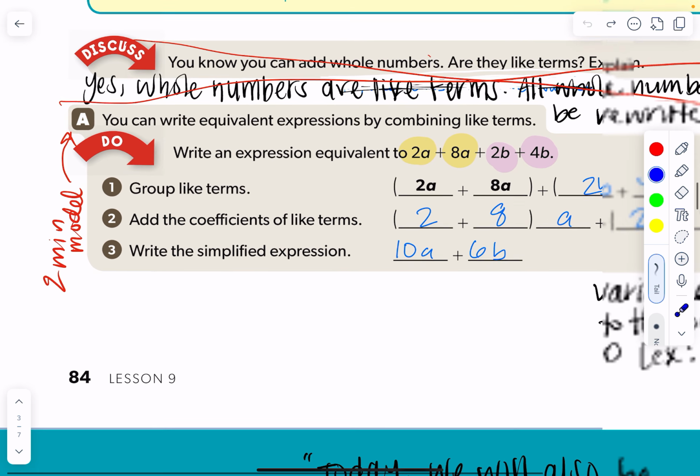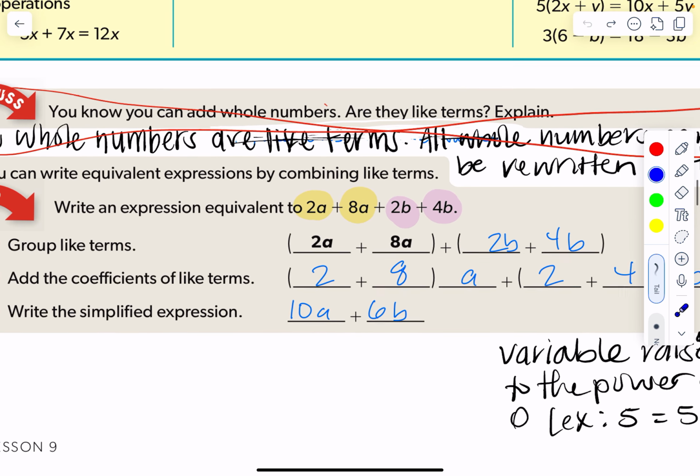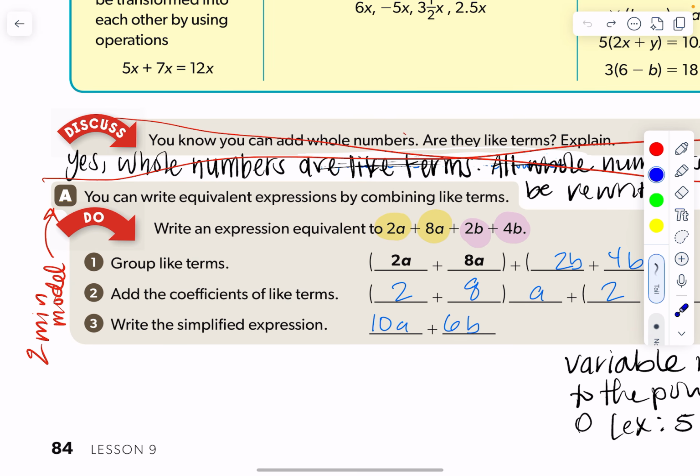From there, you are going to jump into a 2-minute teacher model, very similar to the example I spoke about above. The only thing that is different is here they are actually seeing what it looks like to have 2 different terms. We have some apples and then we have some bananas. You cannot combine those. Students will see, okay, I can combine 2 apples plus 8 apples, and then I can also combine 2 bananas plus 4 bananas, right? Giving us a total of 10 apples and 6 bananas.